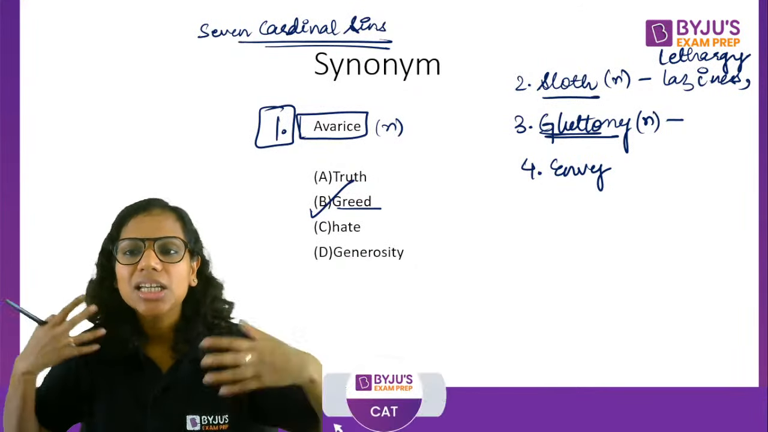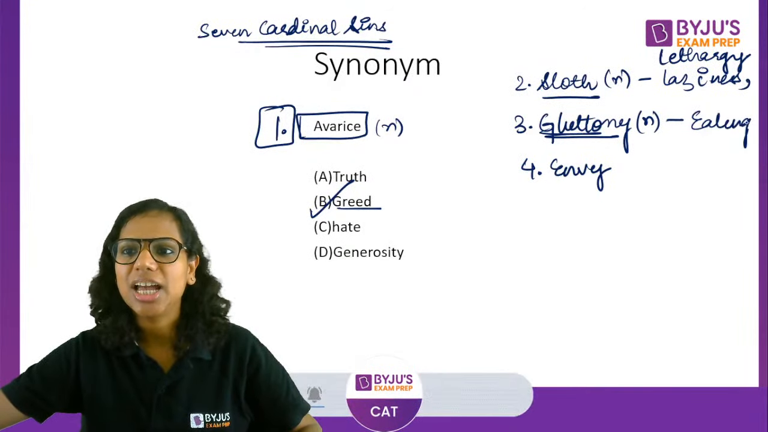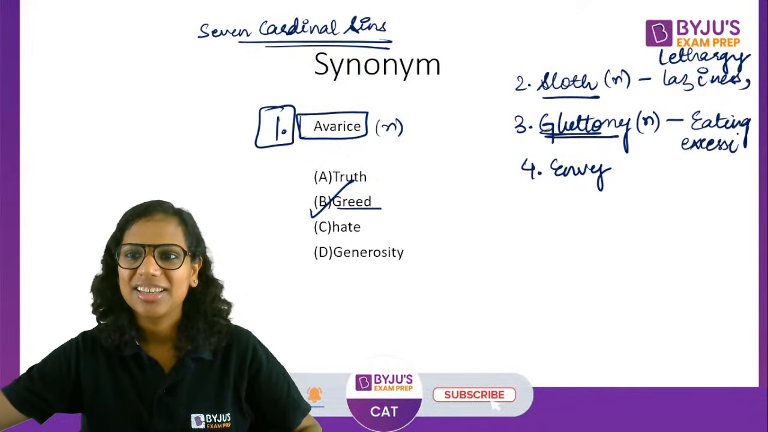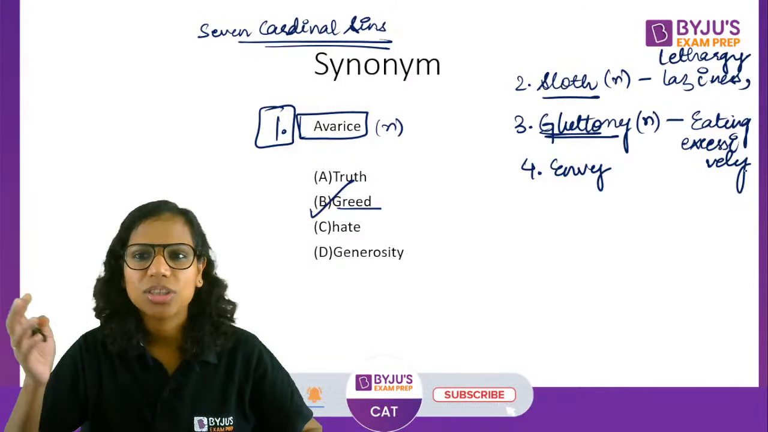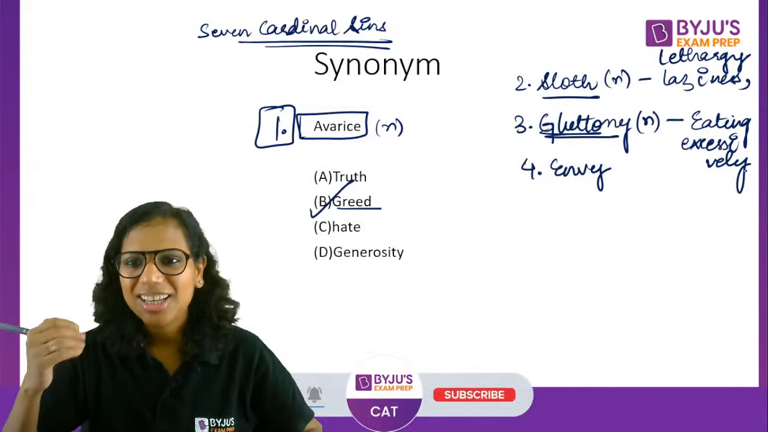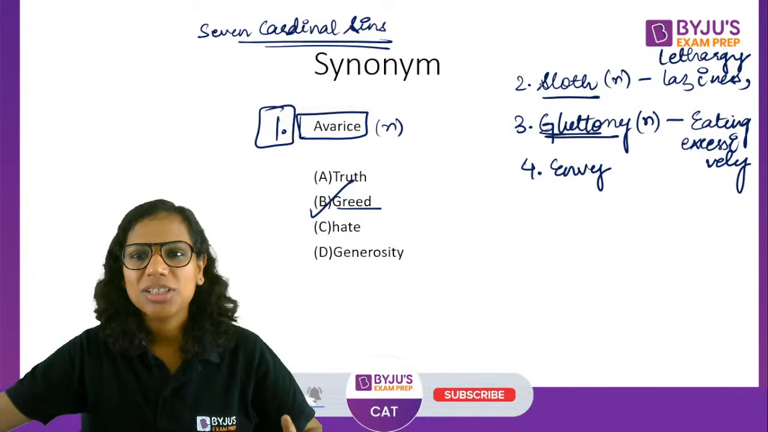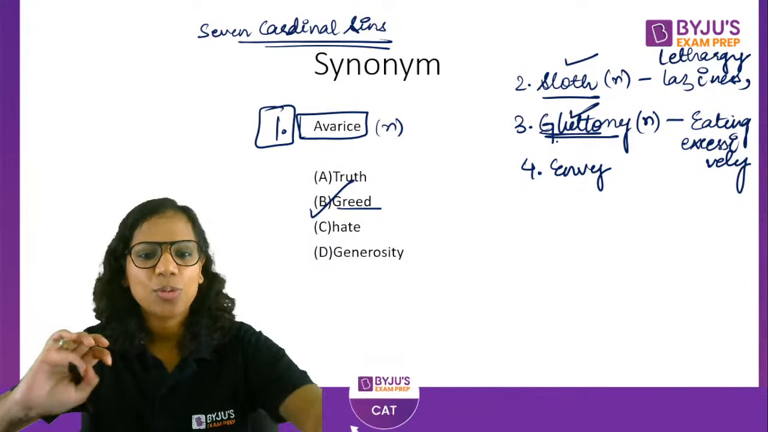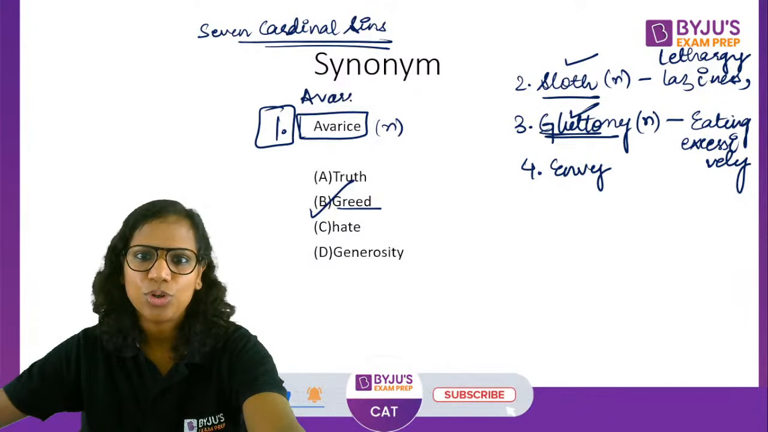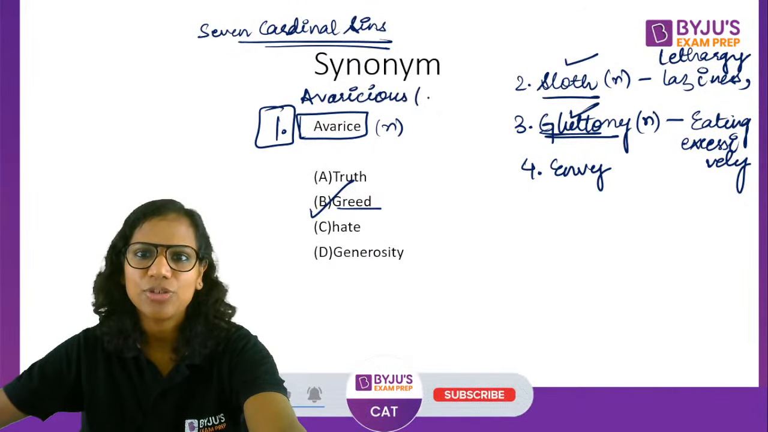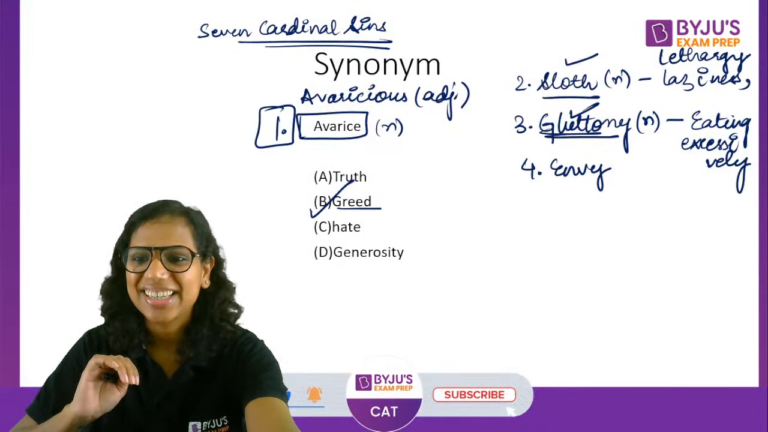Gluttony is eating a lot, eating excessively. Okay, that is gluttony. Eating greedily and excessively. So these are some of the ones that I remember. Avarice, sloth, gluttony. There are 3 others, apart from these. Now, these words are simple, but we learned sloth, we learned gluttony from here. Avarice is greed. Avaricious is the adjective. If I want to call someone greedy, I would call him or her avaricious. So from now on, don't use greedy, use avaricious.